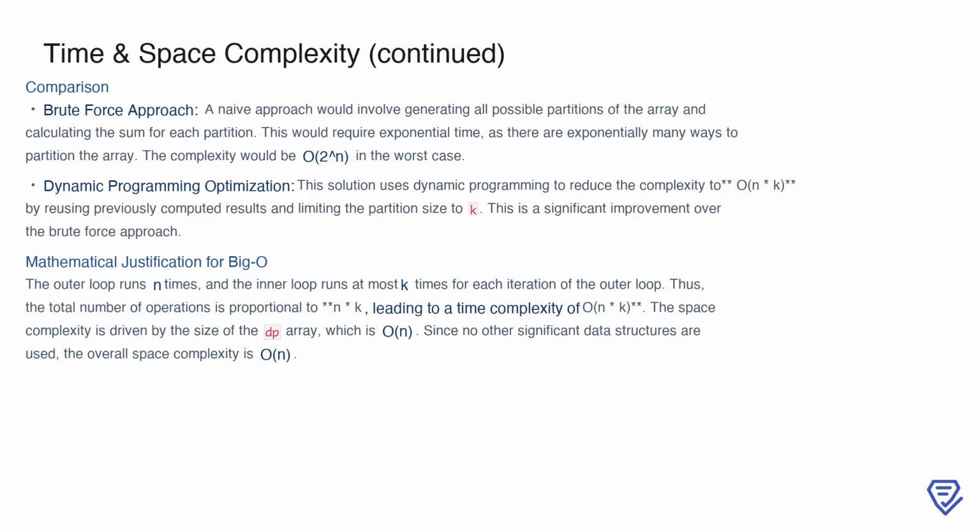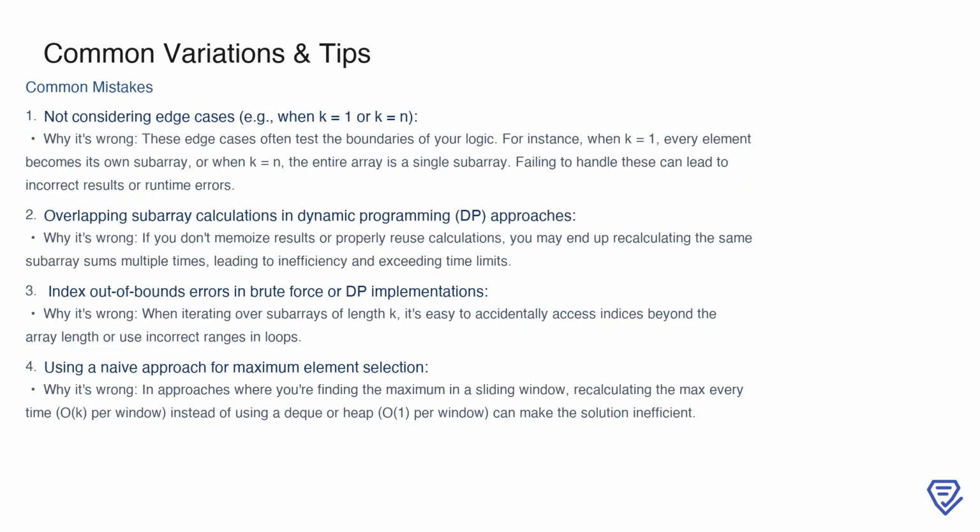The space complexity, on the other hand, is primarily determined by the dp array, which is of size O(n). Since no additional large data structures are used, the overall space complexity remains O(n). When solving this problem, there are a few common mistakes to watch out for.